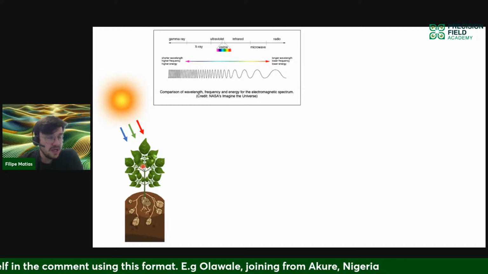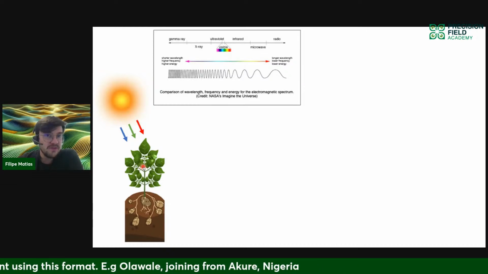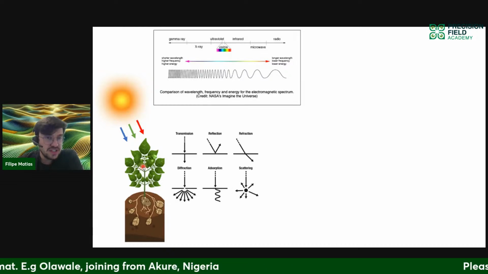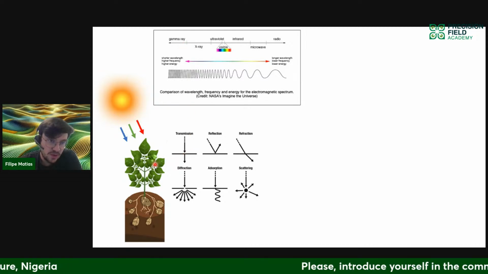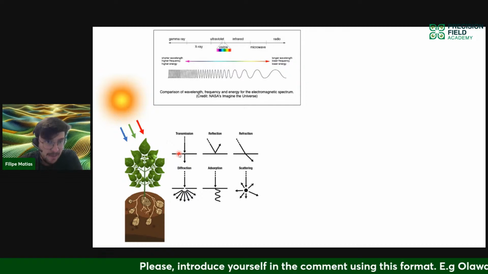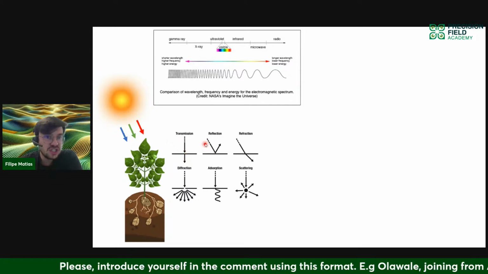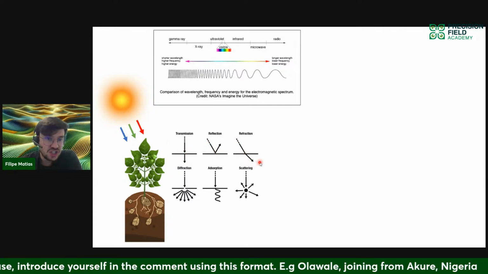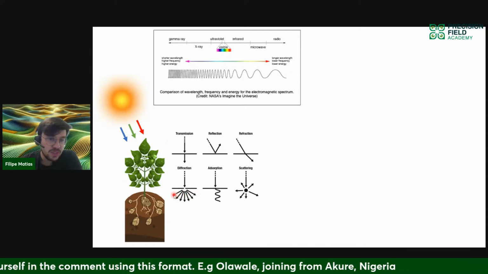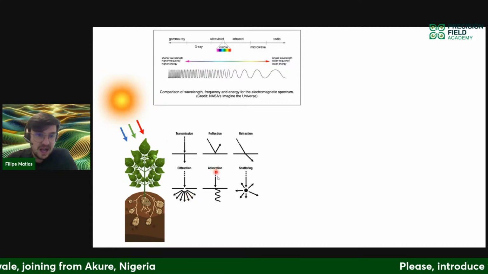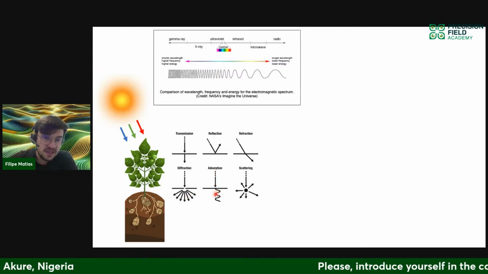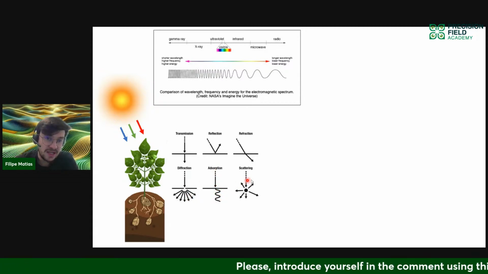As we saw in the previous slide, we have many different types of radiation, and once this radiation comes to the surface, in our case the plant, all these types of reactions can happen. We can have transmission, reflection, refraction, diffraction, when we break the radiation in many different directions, absorption by the tissues, and also scattering.